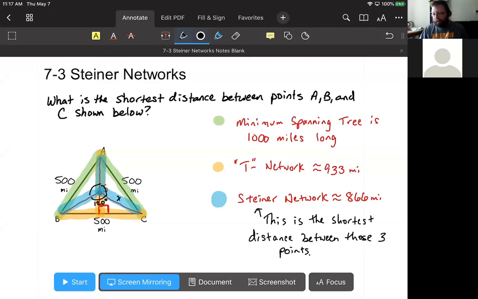Through the Steiner network. So what this boils down to is figuring out when the minimum spanning tree is the shortest distance and when the Steiner network is the shortest distance between those 3 points. That's what we've got to be able to do today. That's the question: what is the shortest distance? It's either going to be the minimum spanning tree or the Steiner network. It's never going to be anything else.